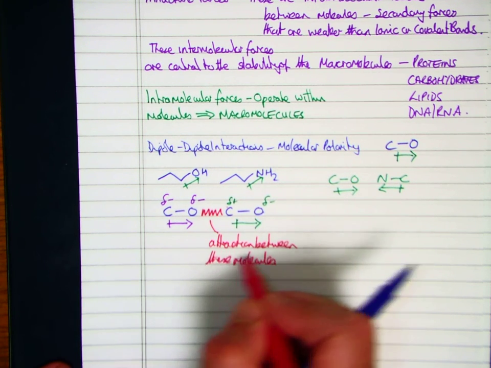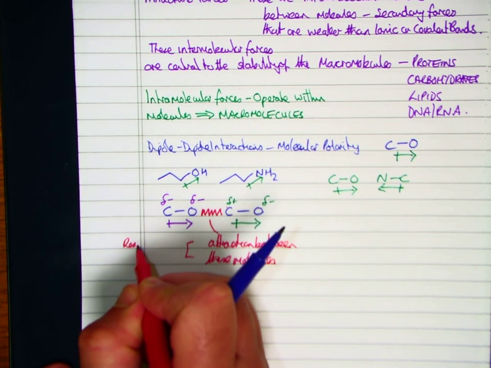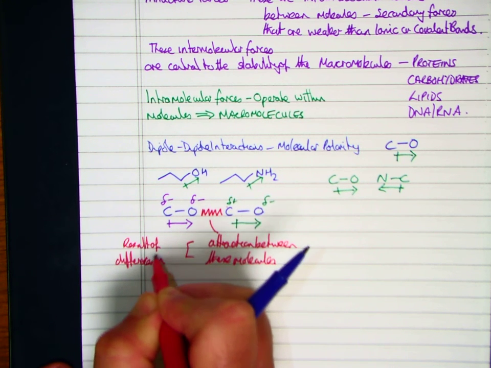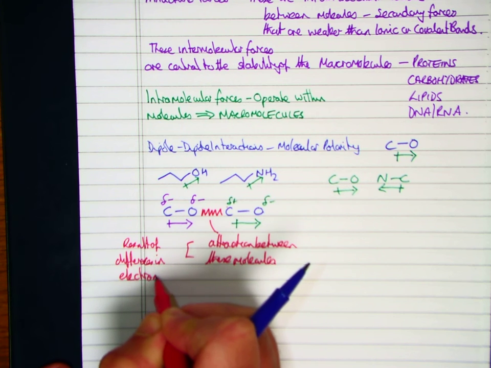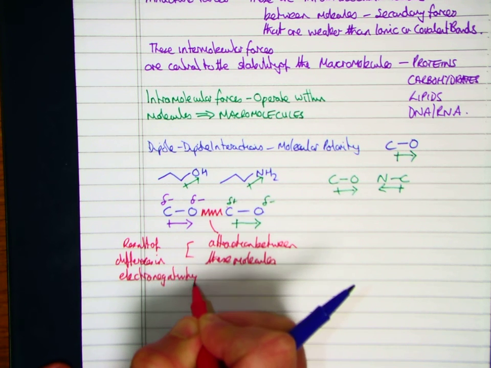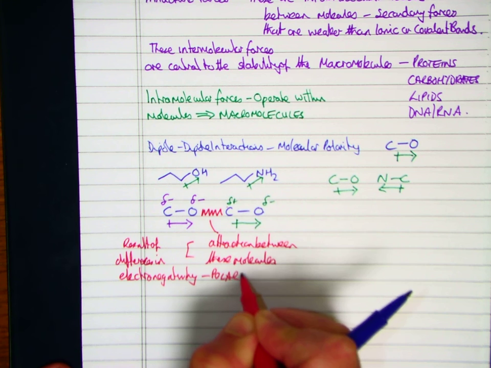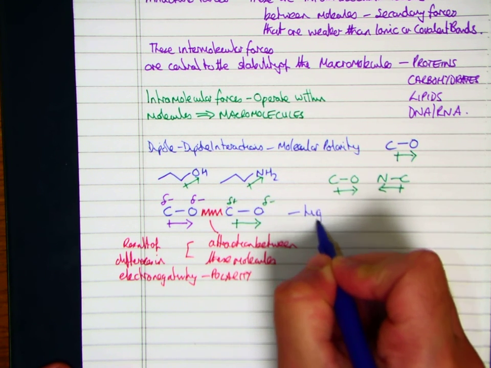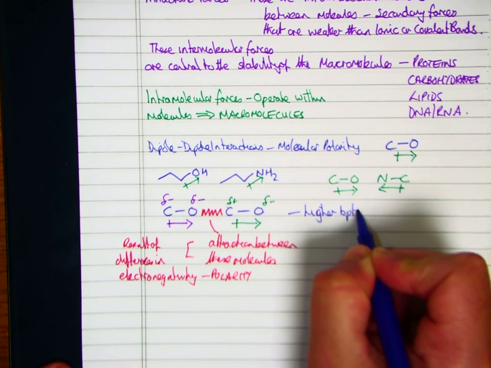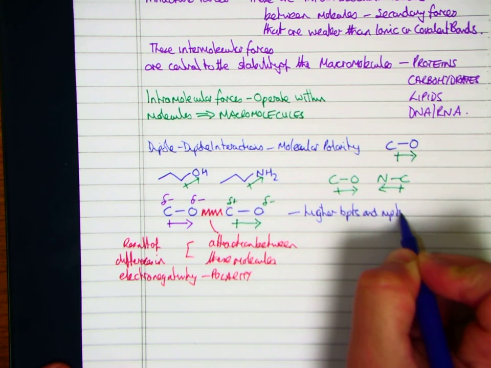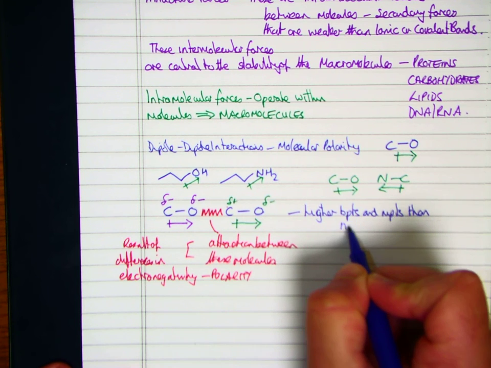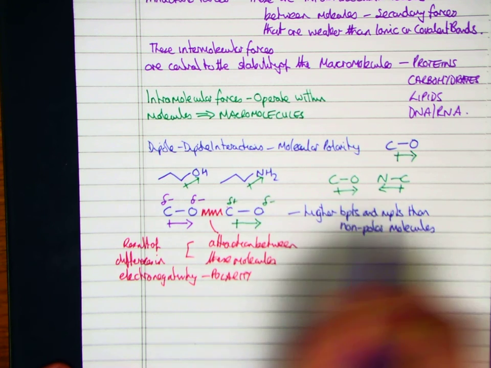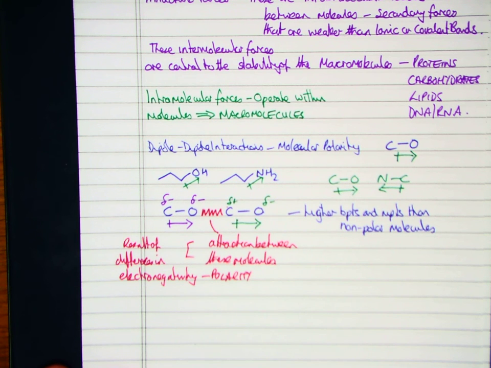And this attraction is the result of differences in electronegativity, which produces polarity. That's critical. And as a result of this, these molecules tend to have higher boiling points and melting points than non-polar molecules. So that's critical as we think about that.